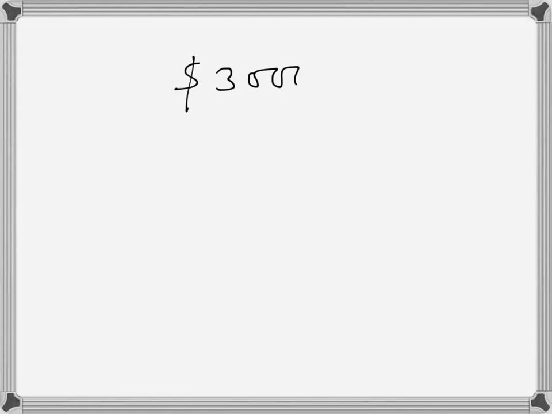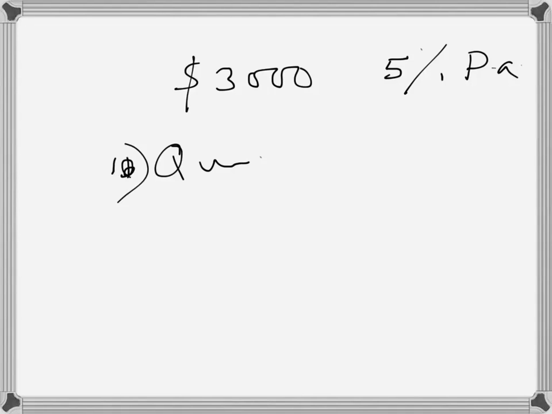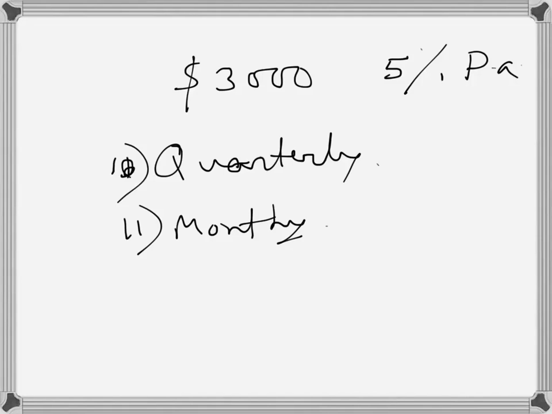$3,000 is kept in the bank that gives 5% interest per annum. Now the question is, how much will be the amount in 10 years if the interest is paid quarterly and also paid monthly. So we have to find what it will be if it is quarterly and what it will be if it is monthly. So both quarterly and monthly, and in 10 years what will be the total amount.